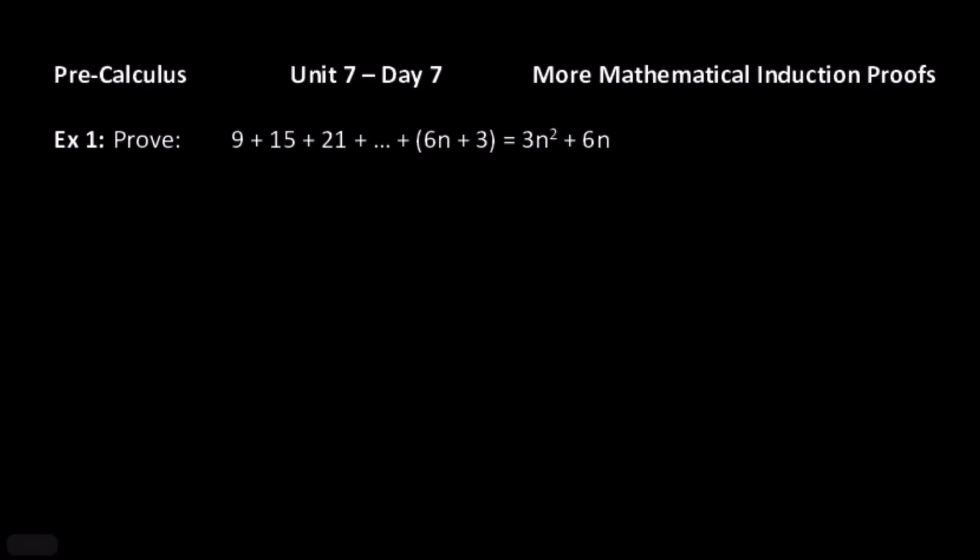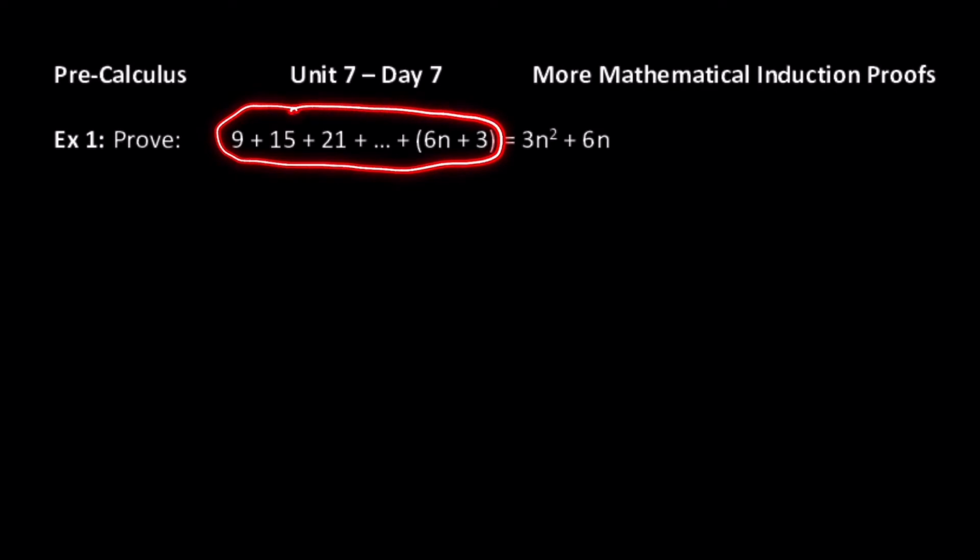Okay, our first proof: 9 plus 15 plus 21 plus dot dot dot plus 6n plus 3 equals 3n squared plus 6n. So what's nice about this one? It's already expanded for us. It's not in summation notation, so I don't need to do any work there. Remember our three steps: show, assume, prove.